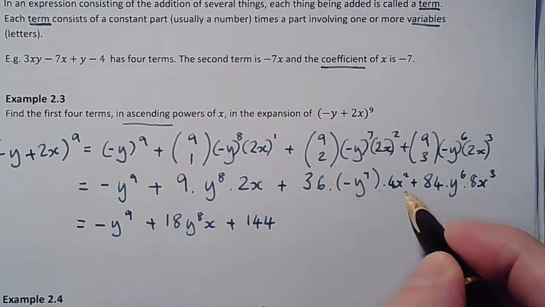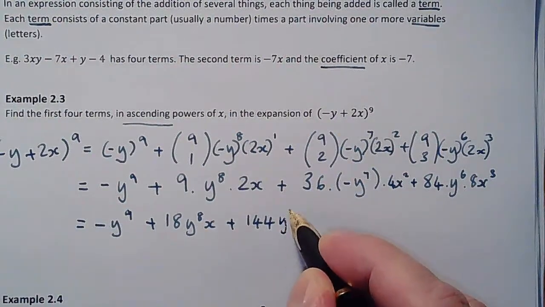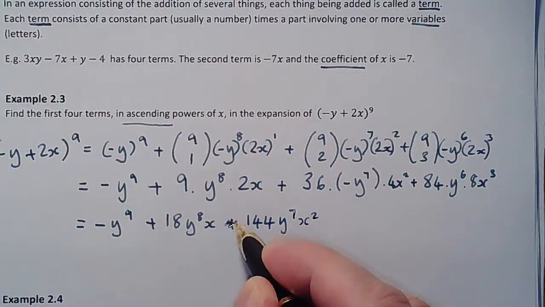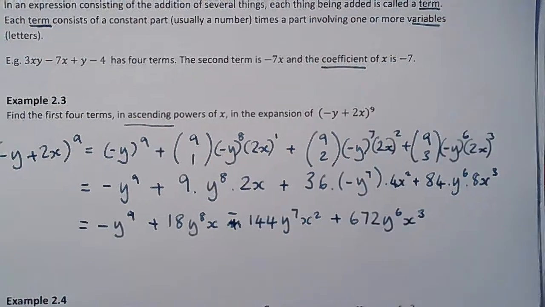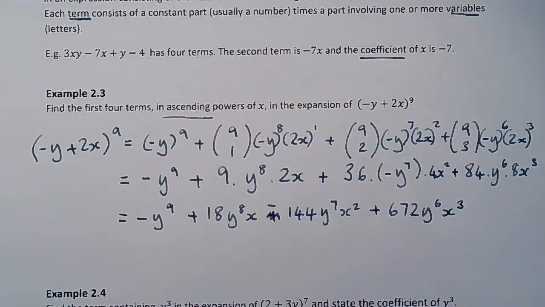Times minus y to the 7 times x squared. So I'm going to get y to the 7, I'm going to get x squared, but that minus means that the overall term is negative, so I can change that to a minus. Okay, and then the last term, 84 times 8, you can do on your calculator. And there we go. So those are the correct stepping stones. We've done a simplified answer.